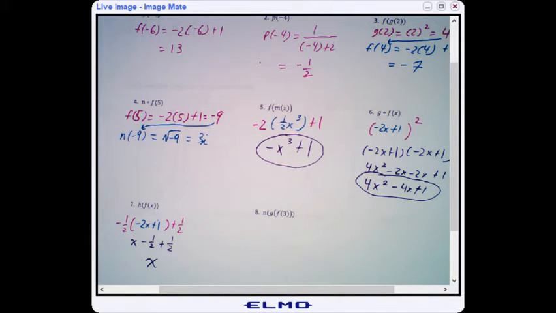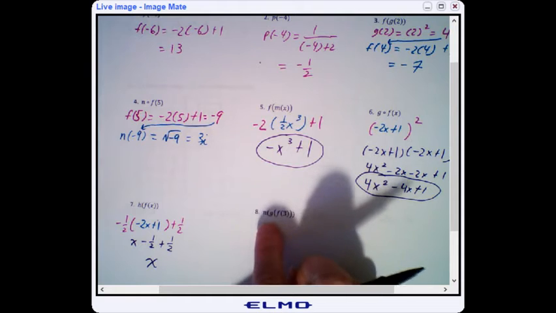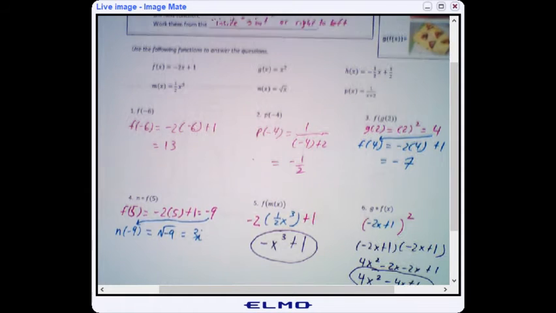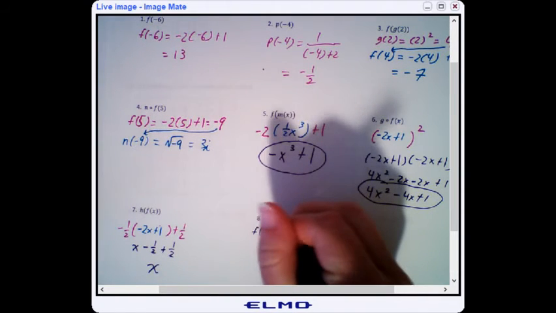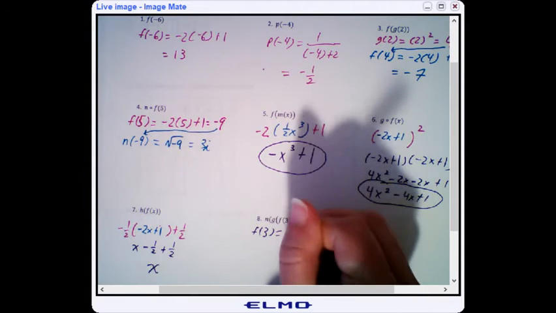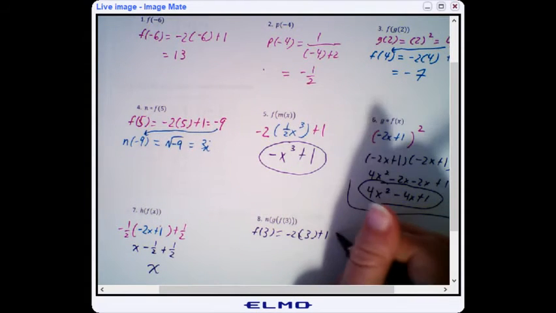And then for 8, I have 3 functions here, n, g, and f. And 3 is my original input. So I'm going to put 3 into my f function. My f function is negative 2x plus 1. So f of 3 is negative 2 times 3 plus 1. So that's going to give me negative 5.